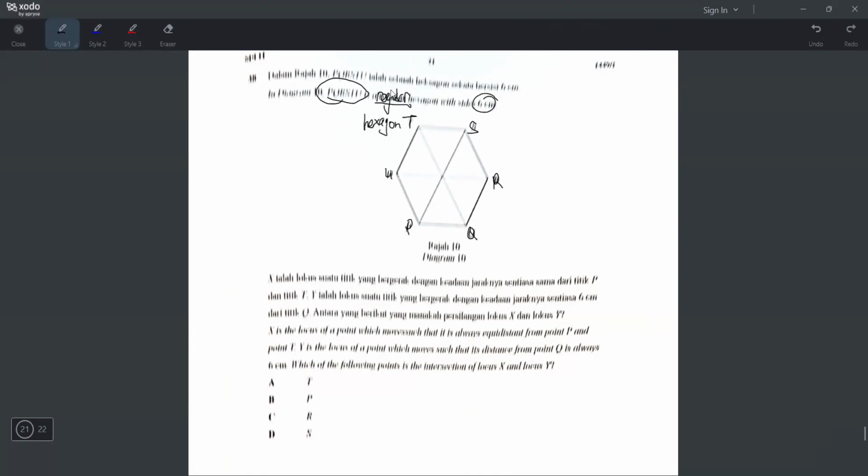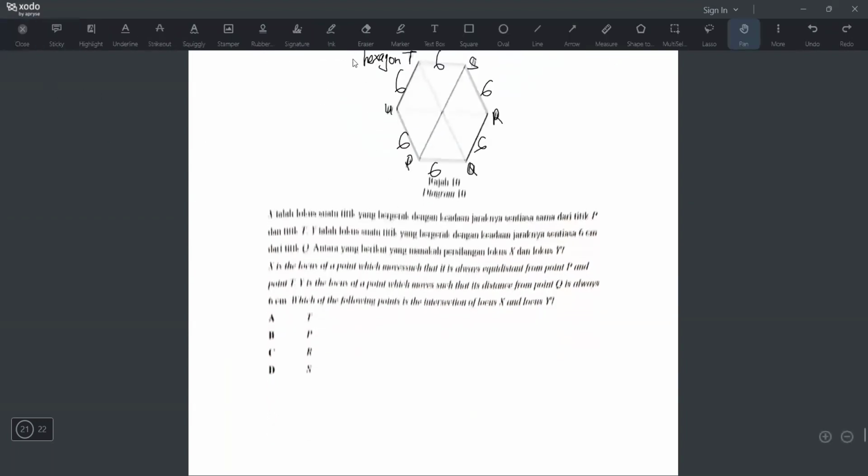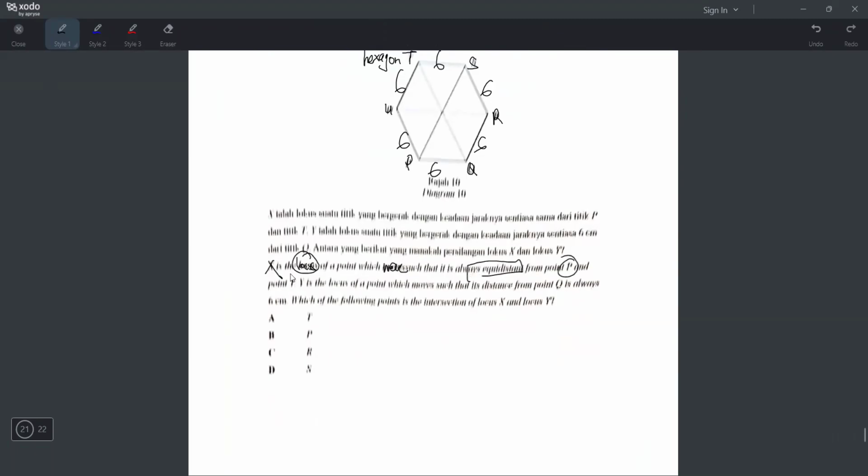So if it's a regular hexagon, what is regular? Regular means all the sides same length, right? And they already give you the side 6 cm. So this one is all 6, 6, 6, 6, 6, 6, right? Okay, now let's read down here. X is the locus of point which move such that it is always equidistant from P and T.